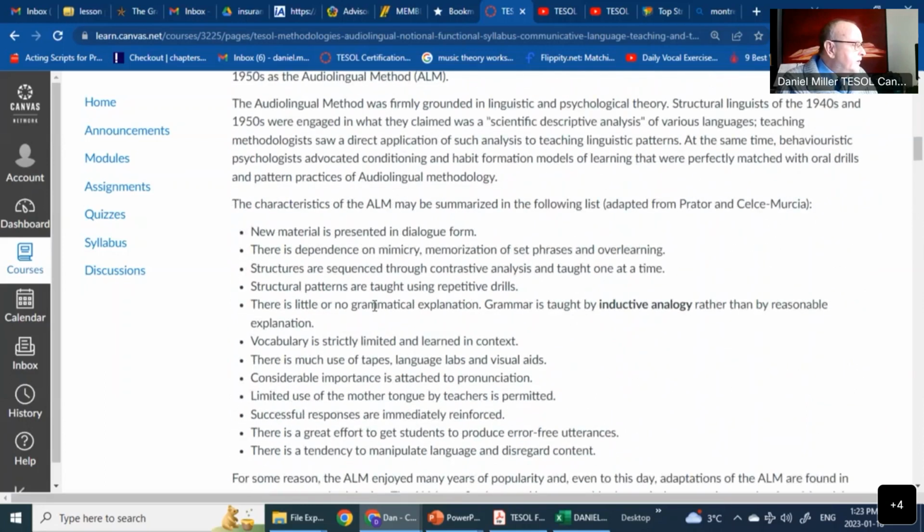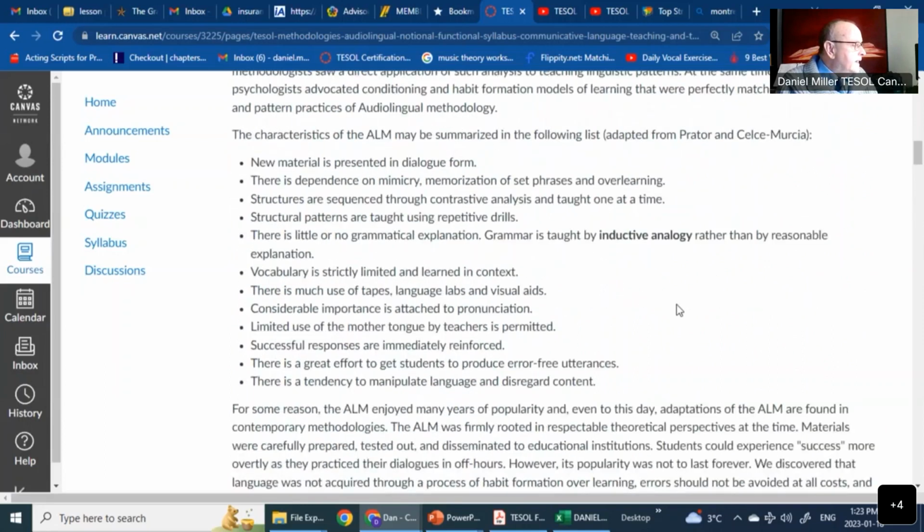Then there's this list of characteristics of the audio-lingual method as summarized by Prator and Celce-Murcia in their analysis of ALM. New material is presented in dialogue form. There is dependence on mimicry, memorization of set phrases, and overlearning of certain phrases to communicate. Structures are sequenced through contrastive analysis and taught one at a time. Structural patterns are taught using repetitive drills. There's little or no grammatical explanation. Grammar is taught by inductive analogy rather than by explanation.